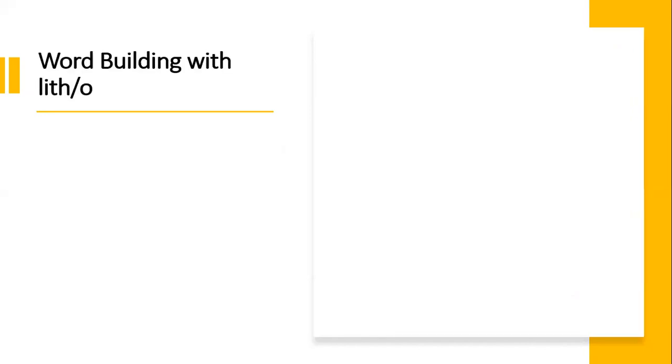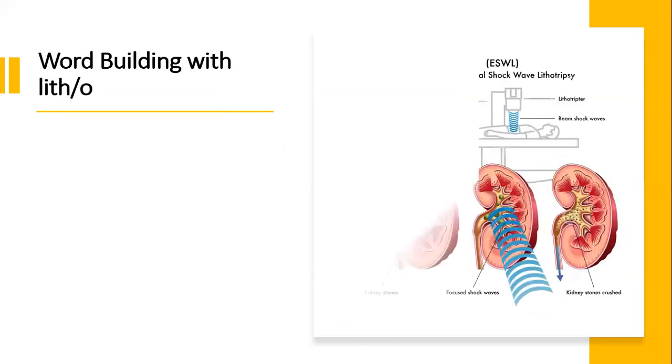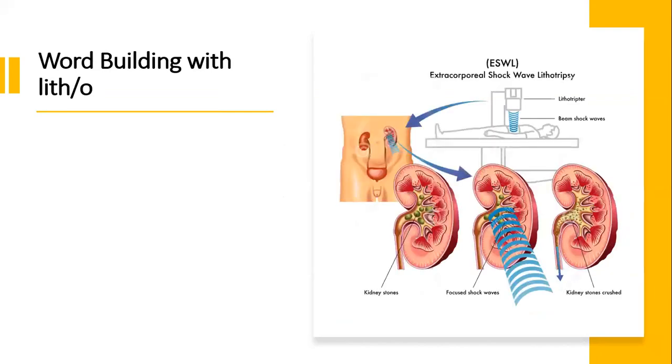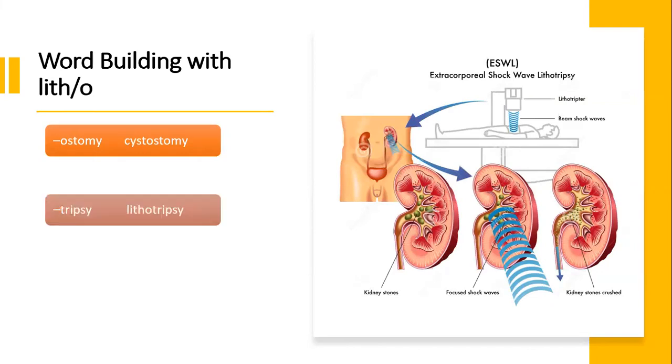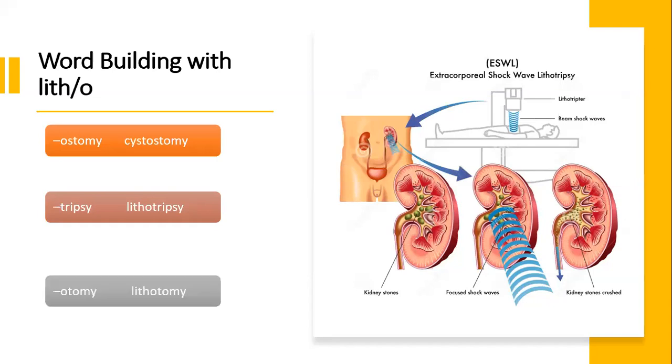Word building with litho, like extracorporeal shockwave lithotripsy. It means the apparatus we can use for crushing the stone from the kidney or the ureter from outside of the body. Cystostomy and tripsy and otomy, lithotomy.